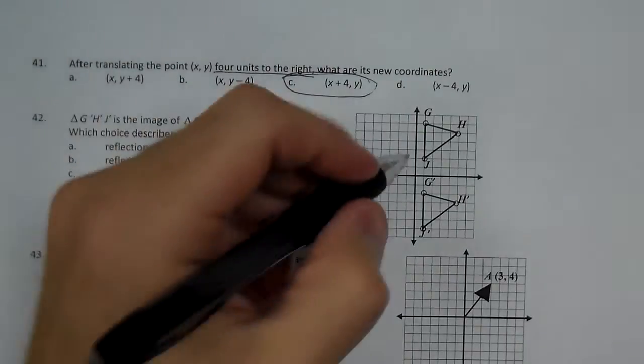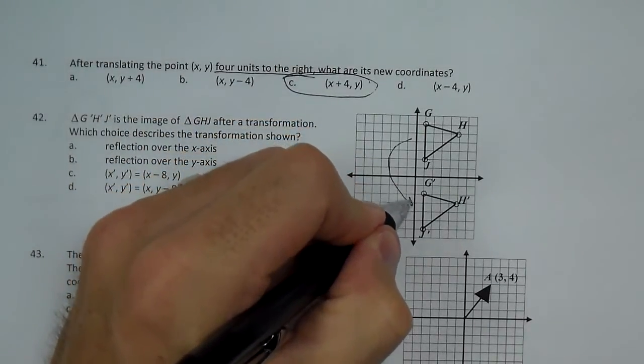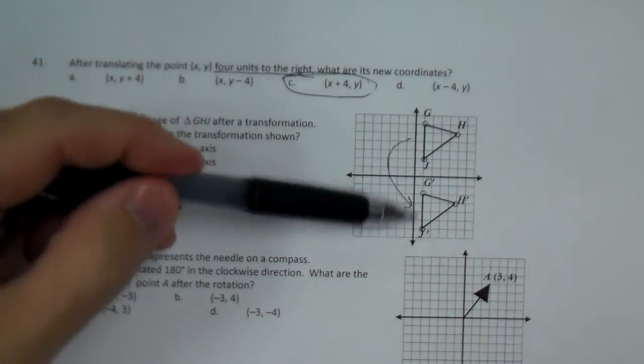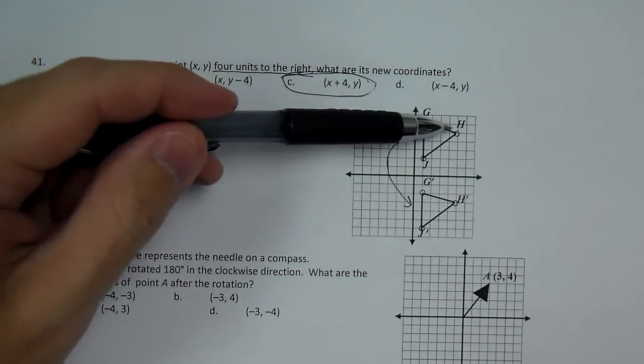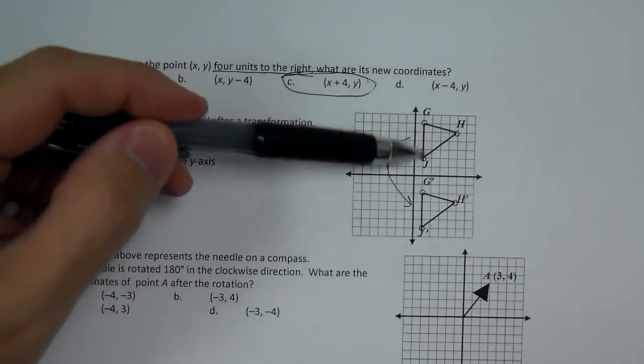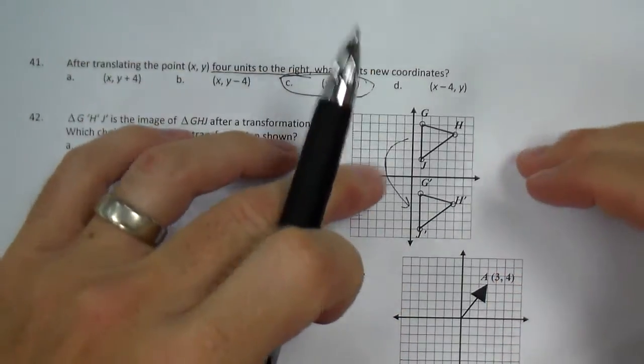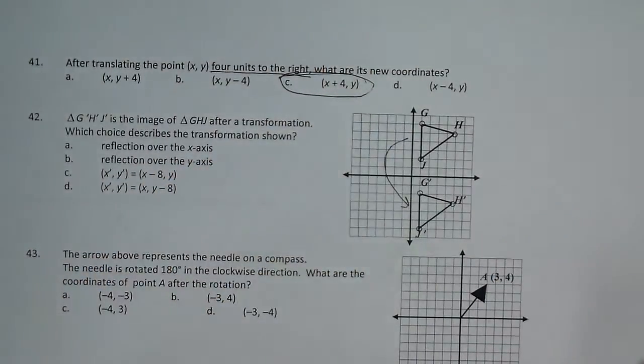42, we need to describe the transformation from GHJ to its image. Now if I look, notice how the orientation of it is the same. G is on top, H is a little bit down to the right, J is on the bottom. Same here. So it's like they took the whole thing and shifted it down. It's not flipping over and changing the orientation.